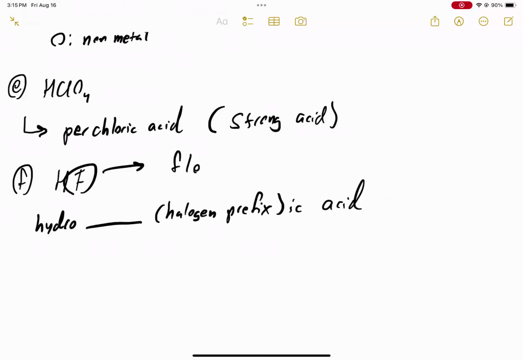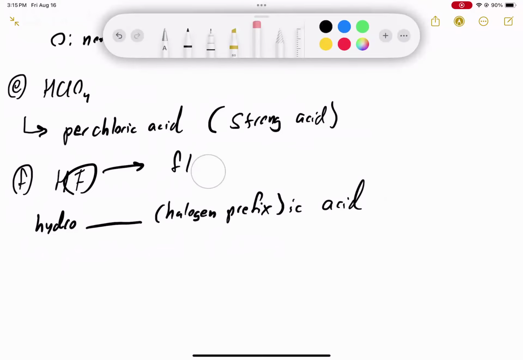Hydro. Wait, hold on. Let me double check my hydrofluoric. Fluoro. Fluorine is such a weird word, I can never spell it. Fluoro. That's going to be the prefix. So then because of that, this becomes hydrofluoric acid.